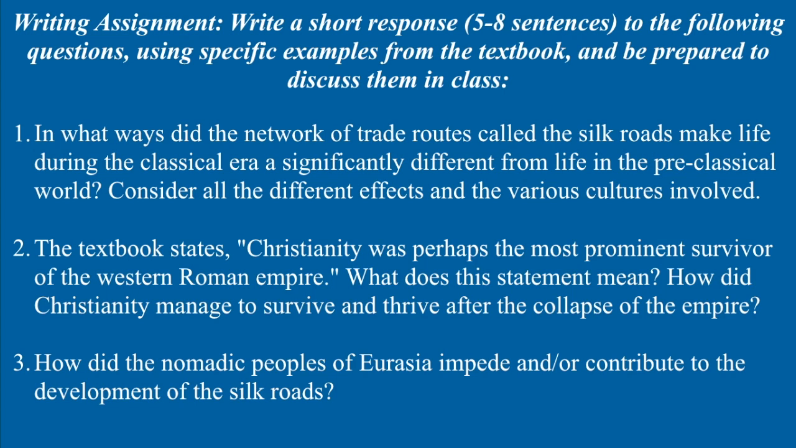I would draw some charts, maybe? I'm thinking probably some circle charts, some Venn diagram stuff. How did China get affected? How did India get affected? Southeast Asia as a whole, Rome. How did a lot of these communities get affected compared to the pre-classical world versus the classical era, which we just talked about? Number two, the textbook states that Christianity was perhaps the most prominent survivor of the Western Roman Empire. What does this statement mean? How did Christianity manage to survive and thrive after the collapse of the empire?